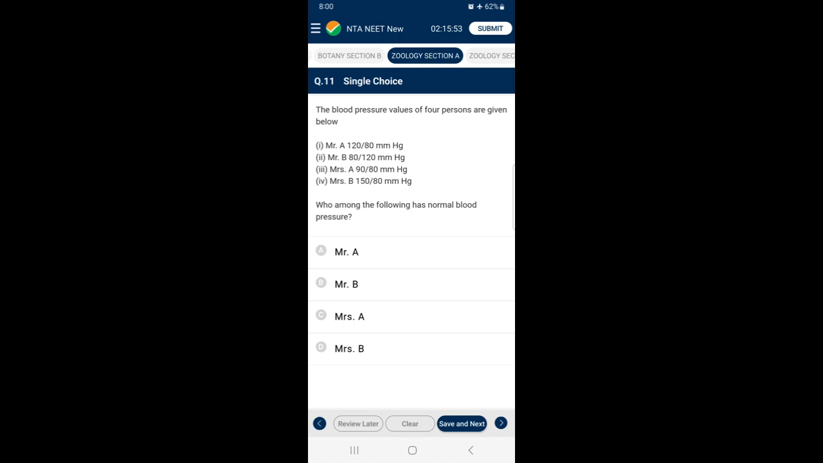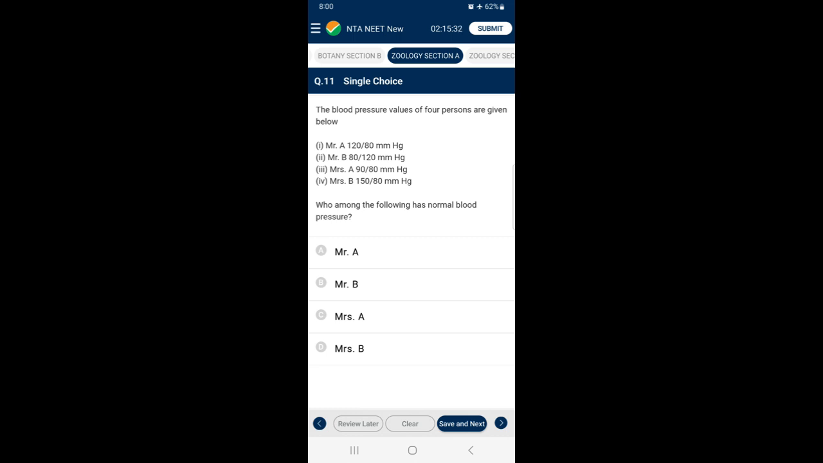See the given blood pressure value. Who among the following has normal blood pressure? So you all know the difference between hypertension and hypotension. Hypertension is the term for blood pressure that is higher than normal.